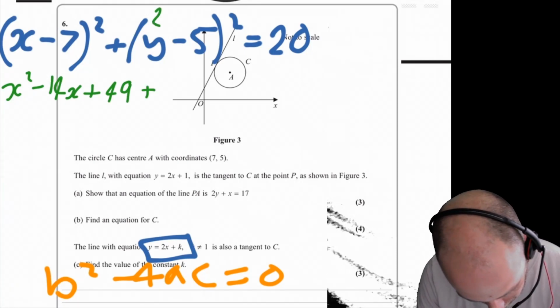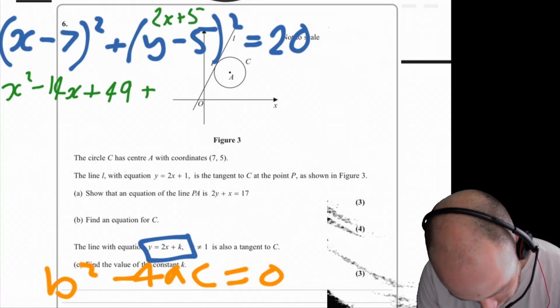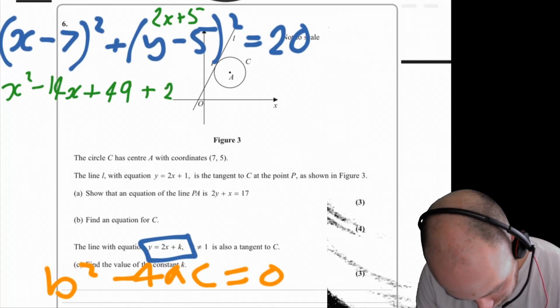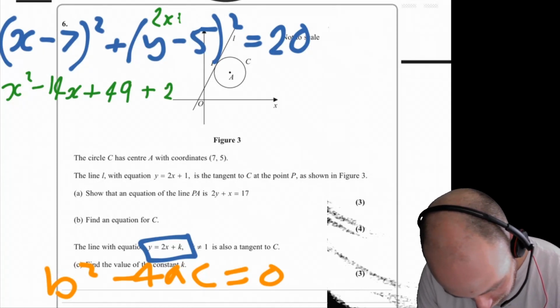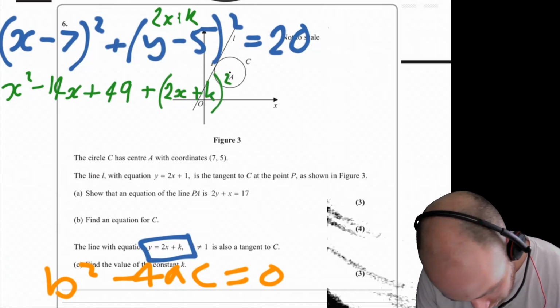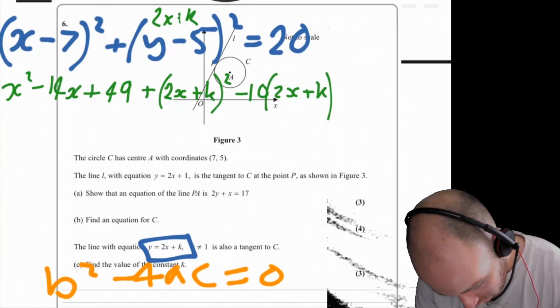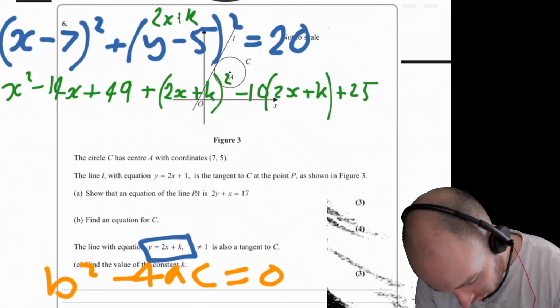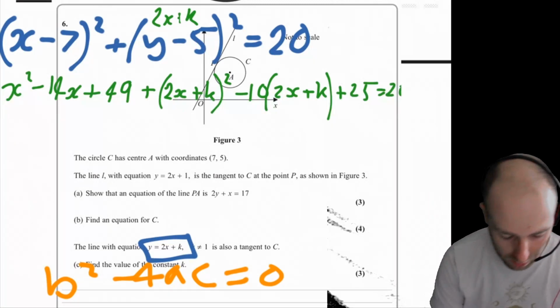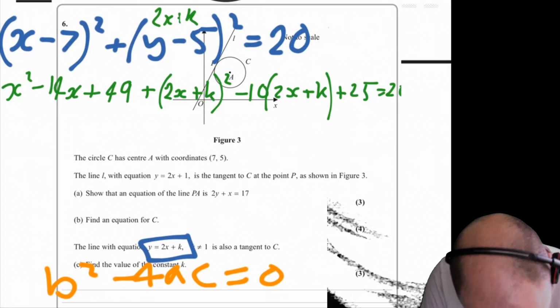So y here is going to be 2x plus k. That's k, not 5. So we get to there. Expand everything another step.